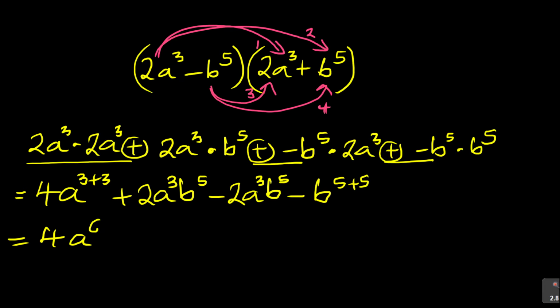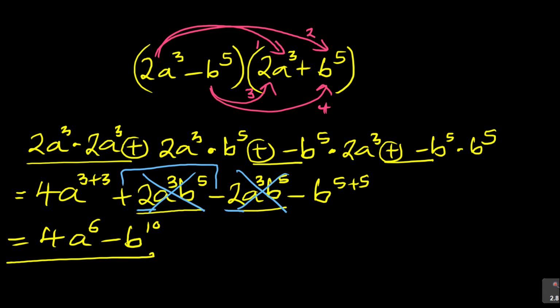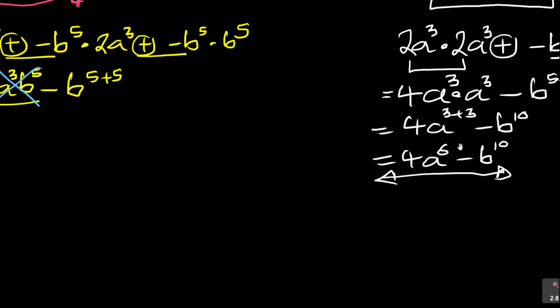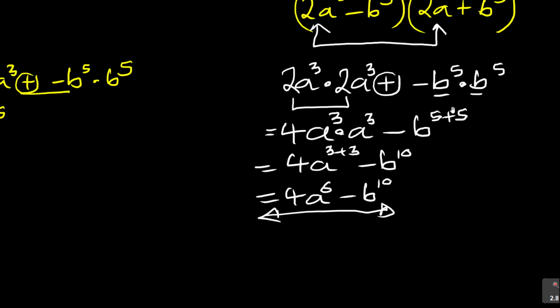4a, 3 plus 3, 6. Now look at this one. 2a cubed b5 is positive, and the other 2a cubed b5 is negative. So you are simply saying 2 minus 2, which is 0. So this cancels with that. Are you seeing that? That's why it was as good as multiplying the first and the last, which is minus b10. See, that's why the answer a to the power of 6 minus b to the power of 10 is the same one that we got here. But it's up to you how you want to do it.